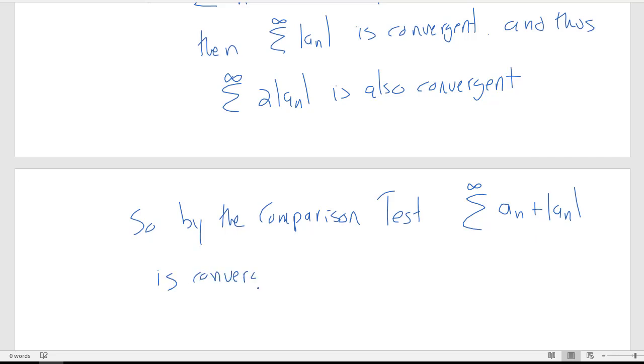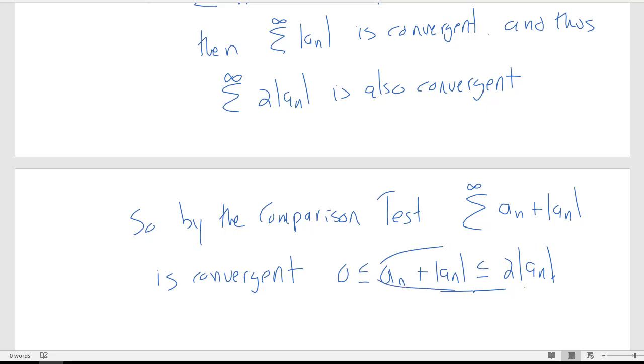And again, the reason for that is because we had this inequality, which we observed was always true. Since 2 times a sub n is a convergent series, the sum of 2 times a sub n is a convergent series, and this inequality is true, then by the comparison test, we know that a sub n plus absolute value of a sub n must also be convergent.